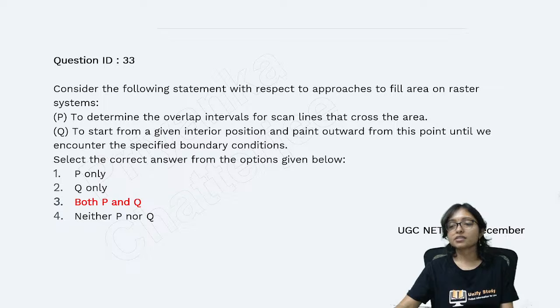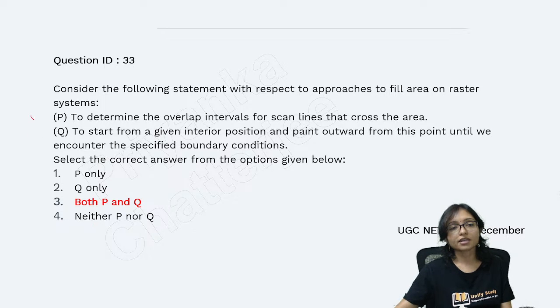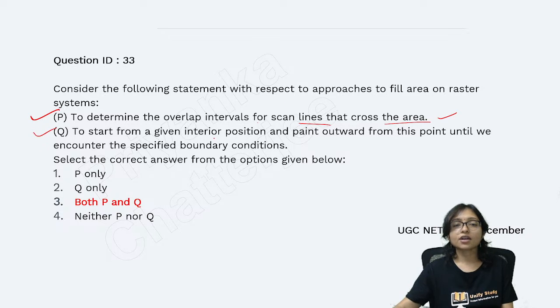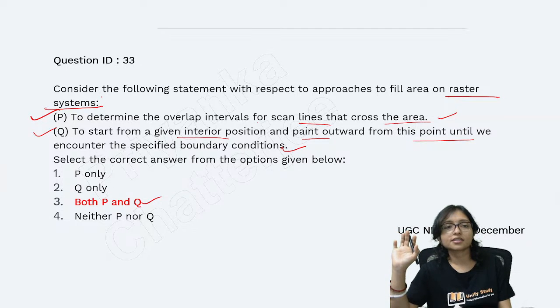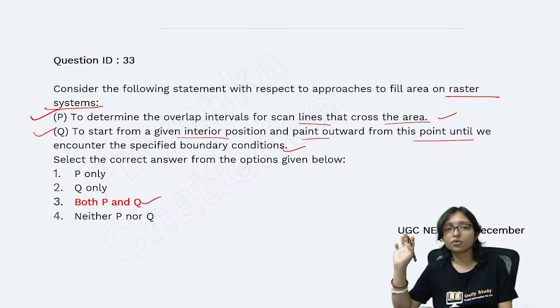Yes, here your answer is option 3, because here determine the overlap interval in the scan line for the cross area. This is also correct. And the start of the given interior position to the point outwards until the boundaries. That is also correct. So both are correct. Whatever statements are coming regarding the raster system, till now you saw 2 to 3 questions in the raster system. You can write that down. Definitely write it down.